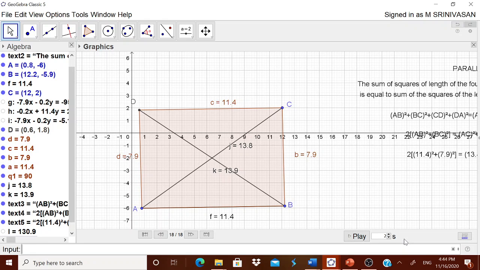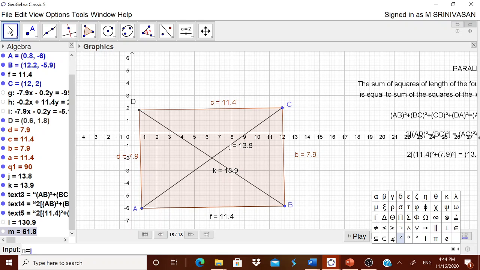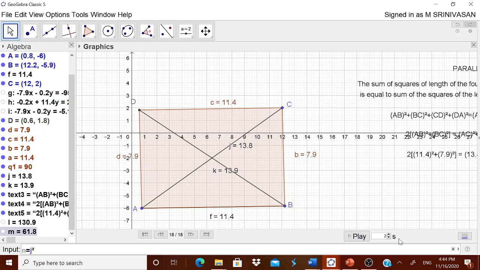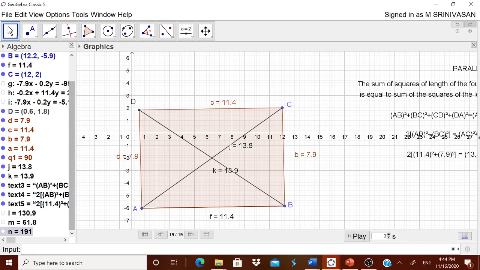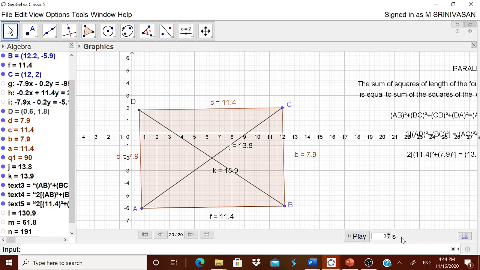Now you have got the left hand side, 2 times A square plus B square. Let us go for the other one, N is equal to AC square. What is AC? It is J, so you should have J square. Now that also you have got. You should remember what you have given. For O, you can have O is equal to K square, because J is over. Now you got it.